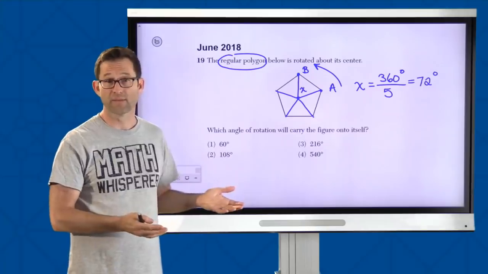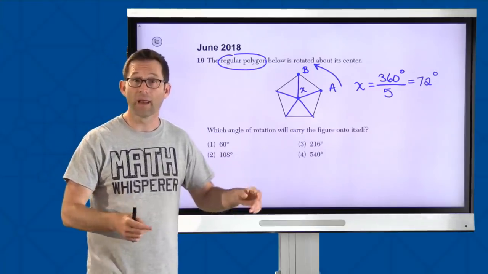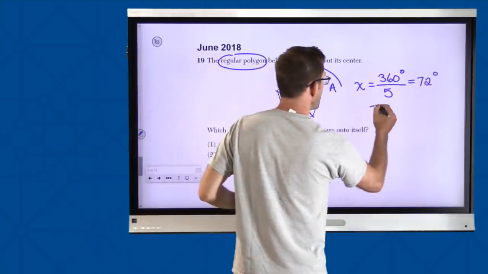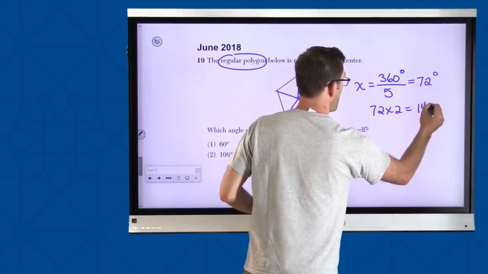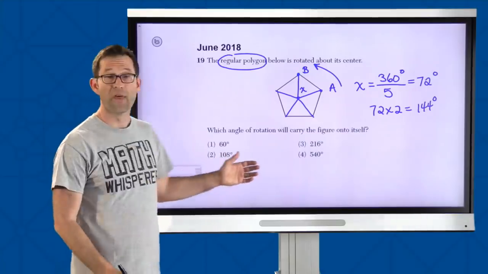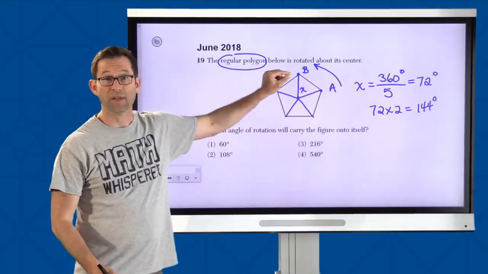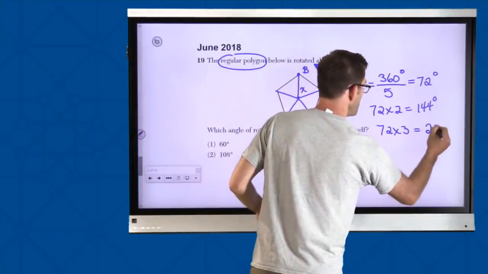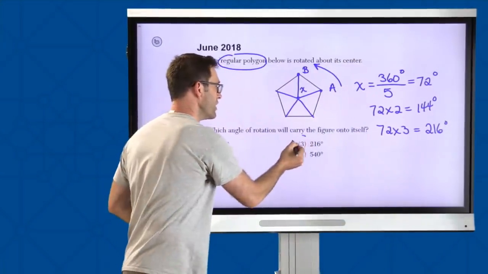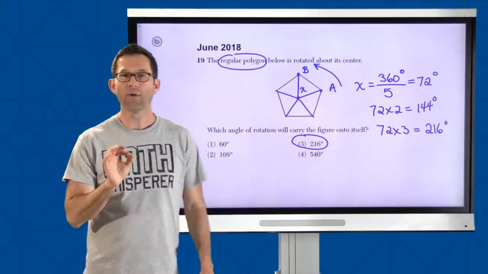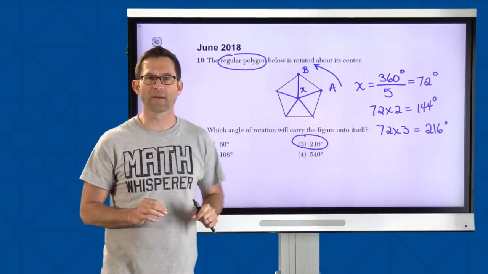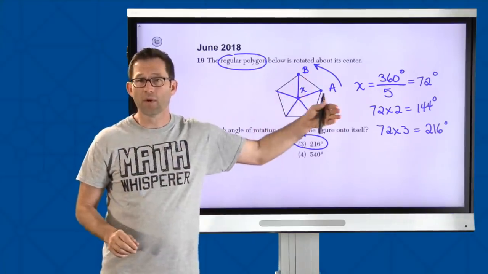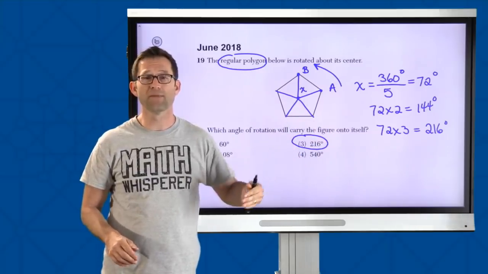But it's not one of the choices. So what else could be the right answer? Well, you could also rotate 72 and then another 72. So you could rotate 72 times 2, which would be 144 degrees. That is also not a choice, but we could rotate 72, 72, 72. That would be 72 times 3, and that would be 216 degrees. There it is. So some whole number multiple of that smallest angle will always rotate the figure onto itself. 72, 144, 216, the next multiple of 72, etc.